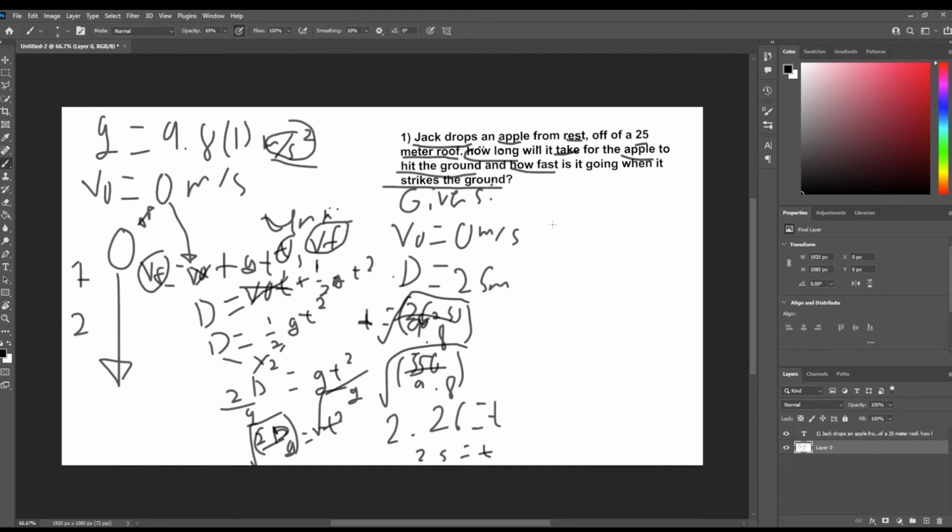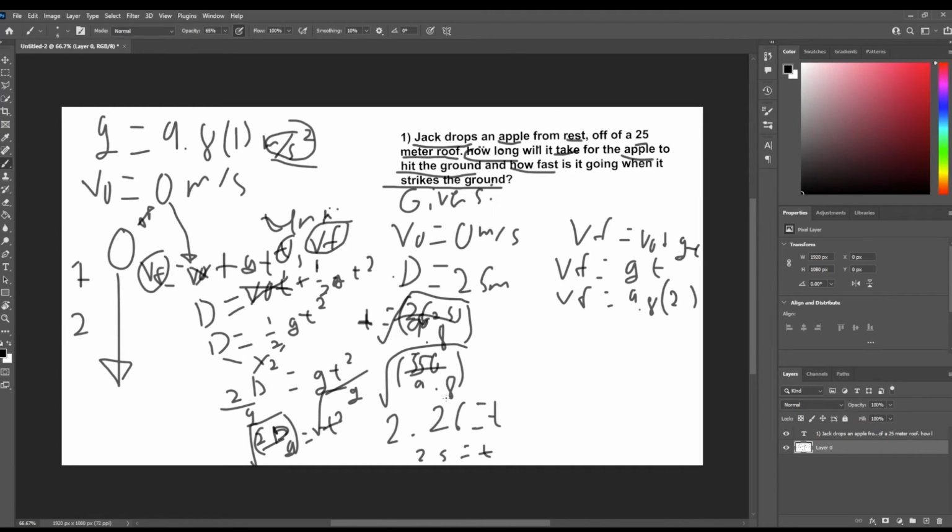So now we solve for the second one. We already had this equation here: v final equals v naught plus gt. So we found out it will take the apple 2 seconds to hit the ground from 25 meters up. So now we just find the v final of that. Pretty simple. We don't have any v naught, so it's just gonna be gt, and that will be v final equals 9.8 times 2.